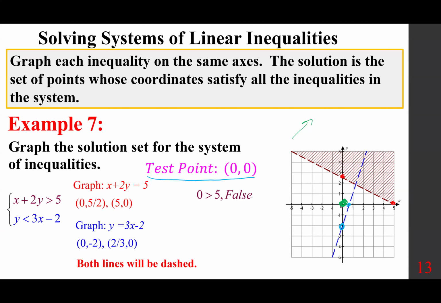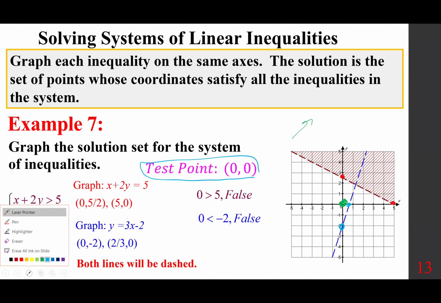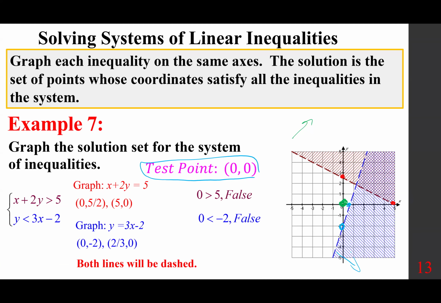That (0, 0) works as a test point here too because it's not on the line. So if you put the (0, 0) as a test point into the original inequality, the second one, 0 is less than 3 times 0 minus 2. 0 is less than minus 2 is also a false statement. So that means (0, 0) is not a solution. It's the opposite side of that. That means for the blue line, this side.